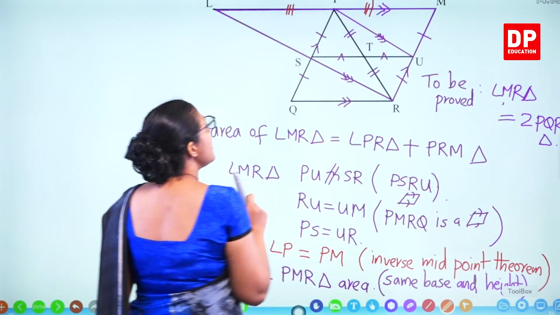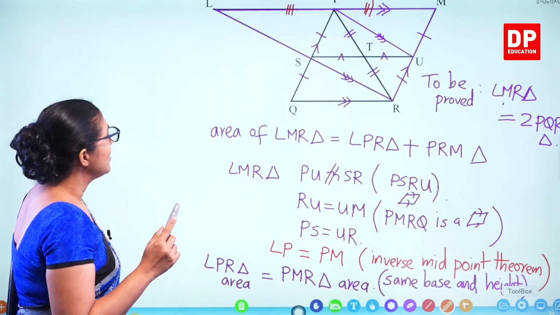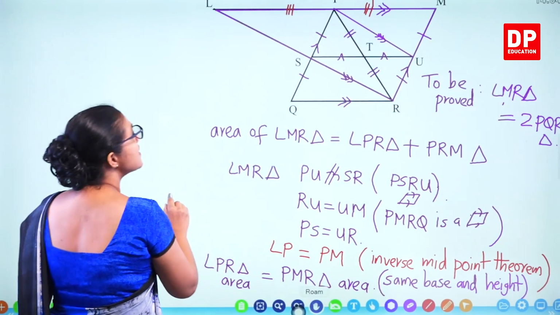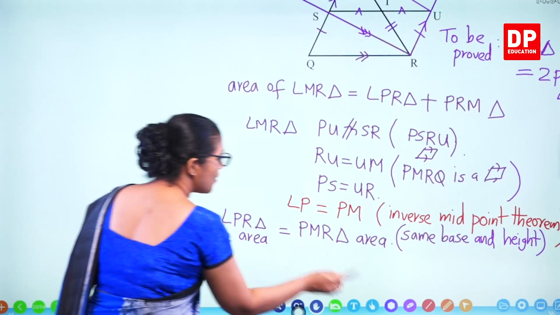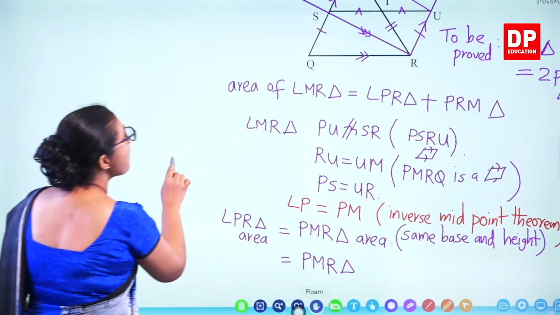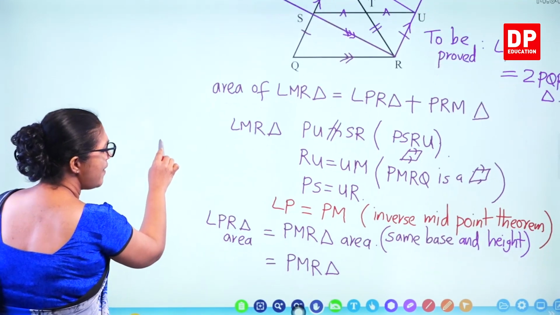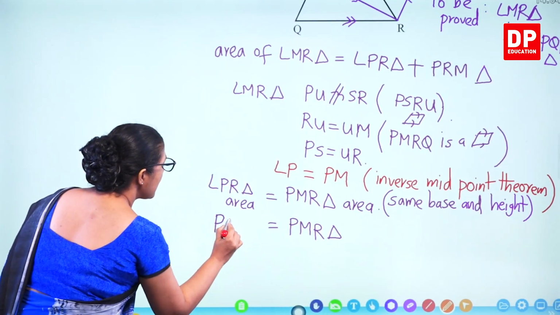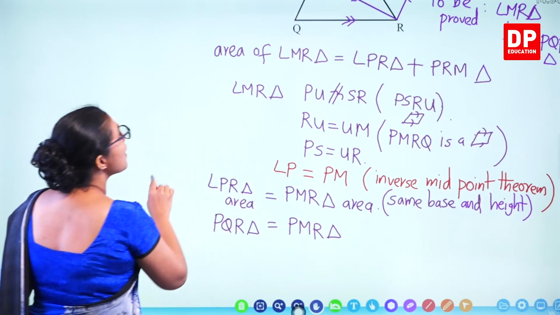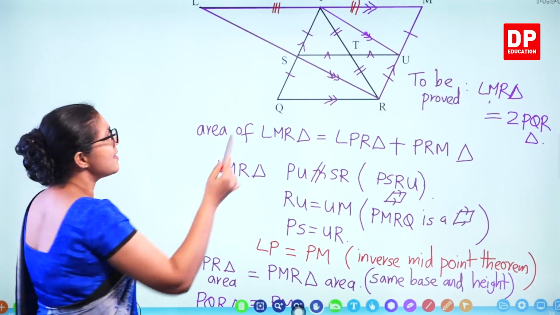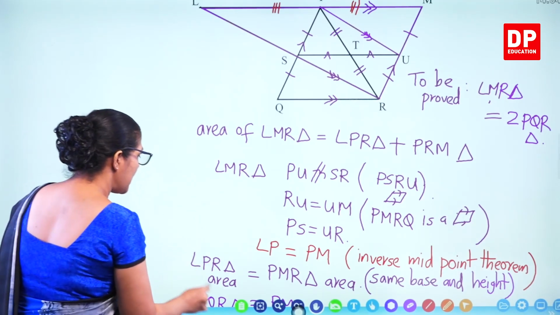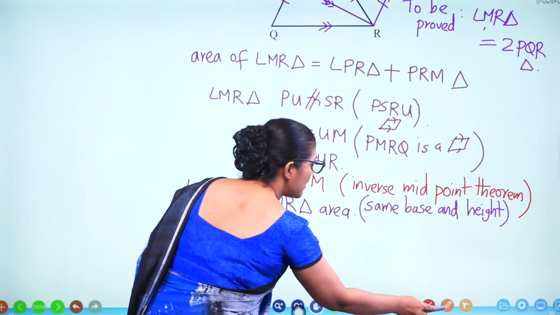So this area is equal to this area. Then finally, what can you say about this area? But we know PMR area is same as PQR area. Why? What's the reason? Because PR is the diagonal. This is a parallelogram, so it is equally divided by the PR diagonal. So you can write down, because of PR diagonal.